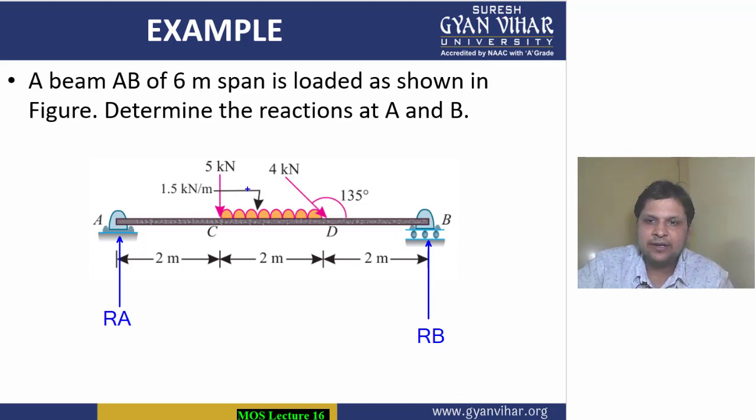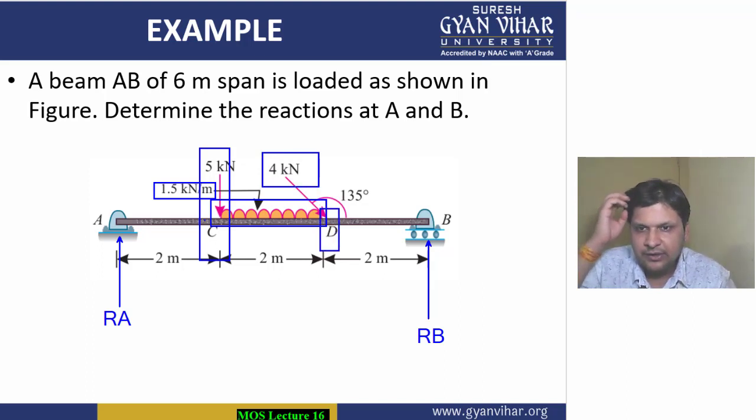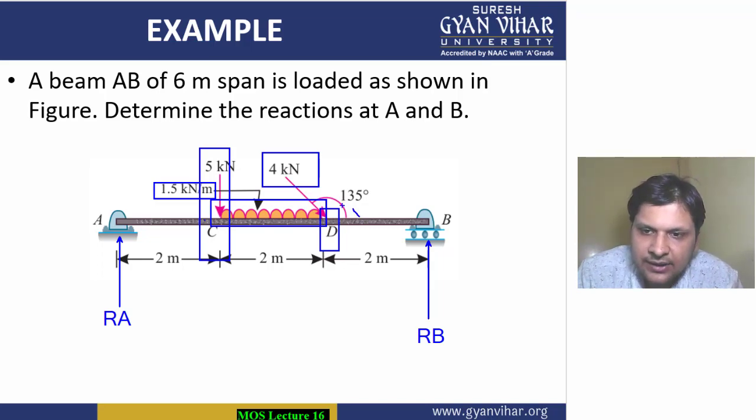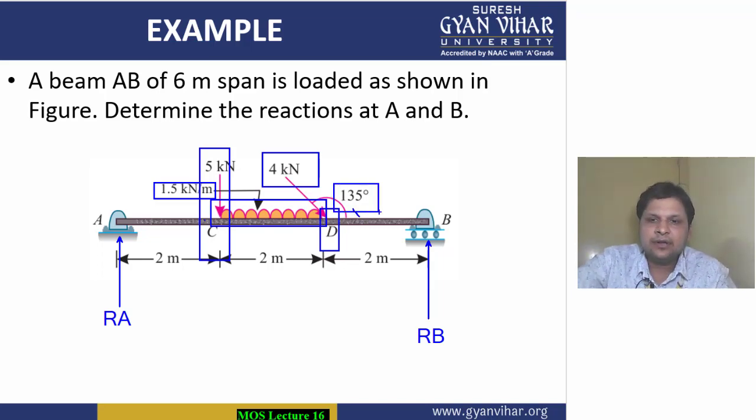Now the loads which are acting, since the surface is horizontal. Let's see what loads are acting here. One is the uniformly distributed load of 1.5 kilonewton per meter, as you can see here. The other one is a point load, or concentrated load, of 5 kilonewton acting at point C. The other one is a 4 kilonewton force acting at point D, but it is inclined at some angle, and that angle is 135 degrees.